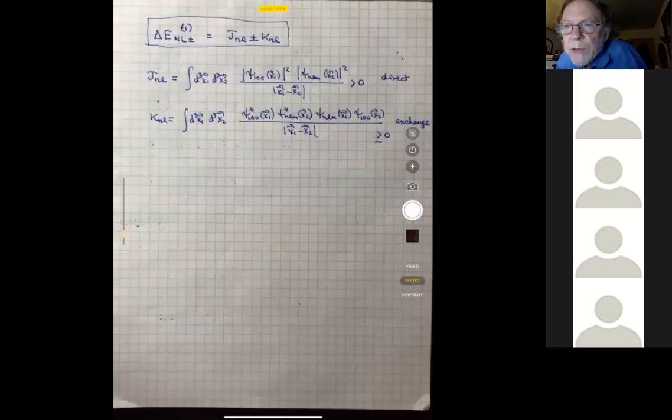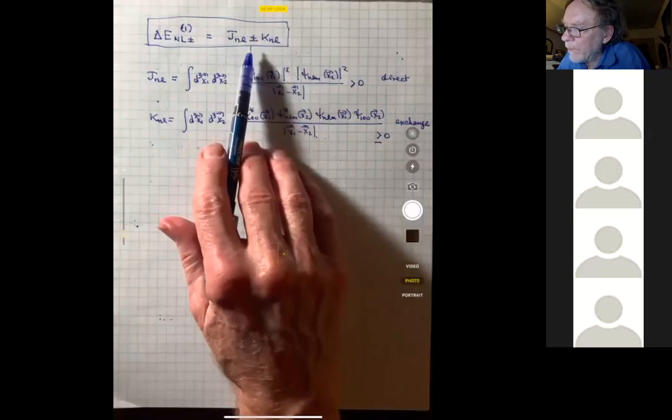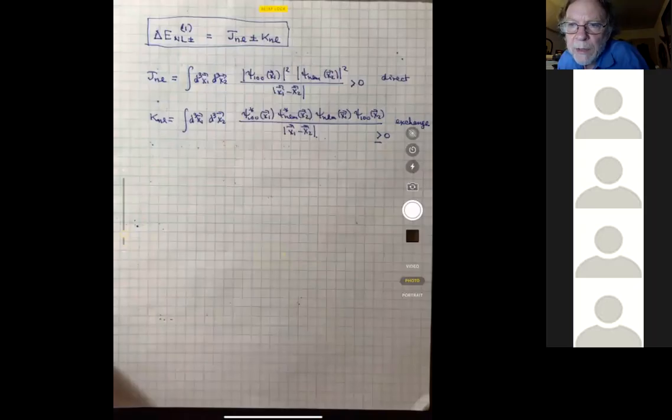Okay, so there's two issues there. One is, are the corrections positive, and the second one is, do they overshoot? So the corrections are always positive because the perturbation is a positive operator. That's always going to be true. So although we get this J_NL plus and minus K_NL, the J has got to be greater than the K because the net result has to be positive. I'll show you diagrammatically how that's true.